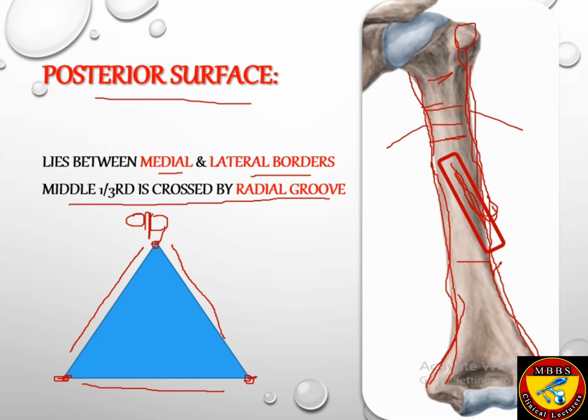The lateral border starts from the posterior end of the greater tubercle. In its middle part it is ill defined, and in its lower part it is more prominent and forms the lateral supracondylar ridge. And this is the anterior lateral surface, this is the anterior medial surface, this is the posterior surface. The posterior surface is marked by the radial groove. The anterior lateral surface is marked by the V-shaped deltoid tuberosity, whereas the anterior medial surface is marked by the nutrient foramen.